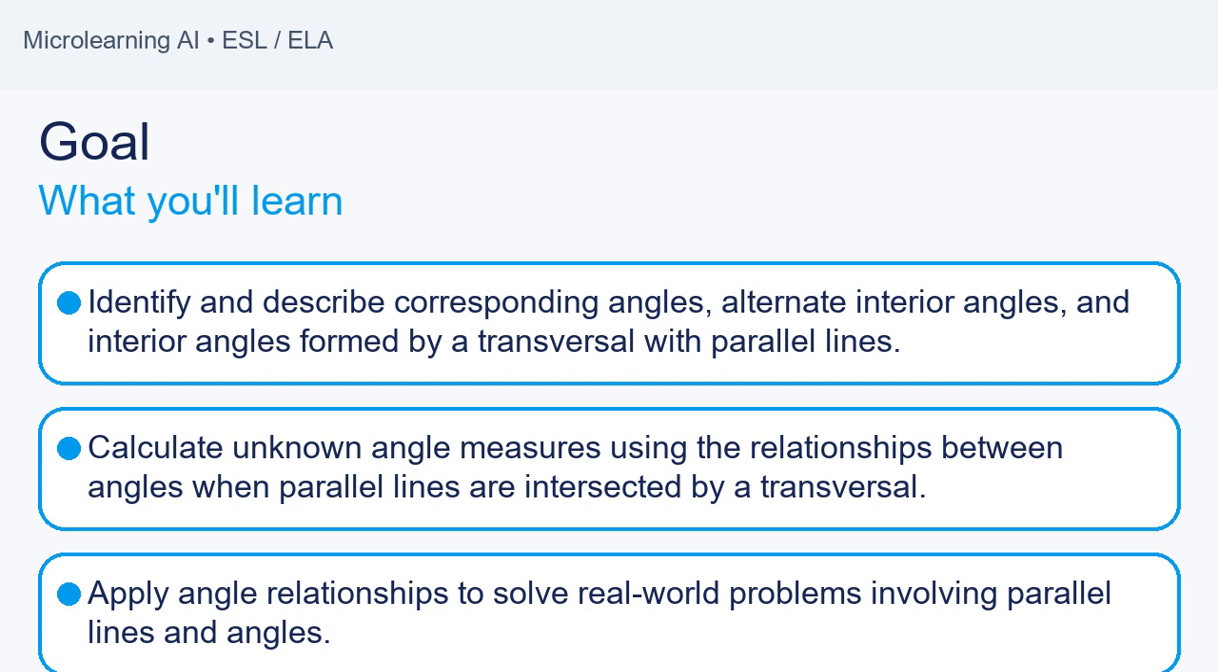Example 3. If two parallel lines are crossed by a transversal, creating an angle of 75 degrees, find the measures of the alternate exterior angle and the same side interior angle. Solution: the alternate exterior angle is 75 degrees, and the same side interior angle is 105 degrees. 180 minus 75 equals 105.